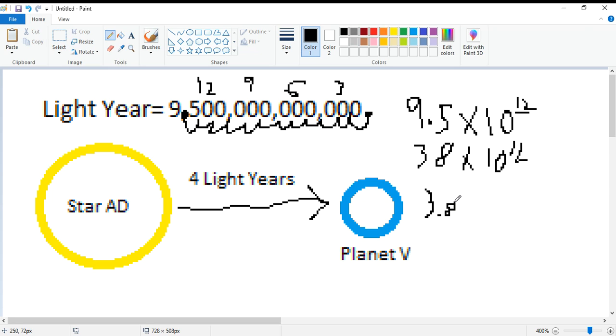So we make it 3.8. That's above 1 and under 10 times 10 to the power of 13. This would be added because it moved the decimal point over once again. Okay, so that's how scientific notation works.